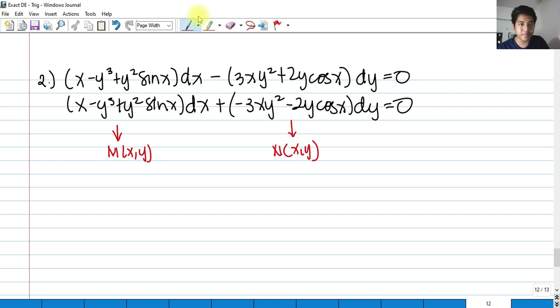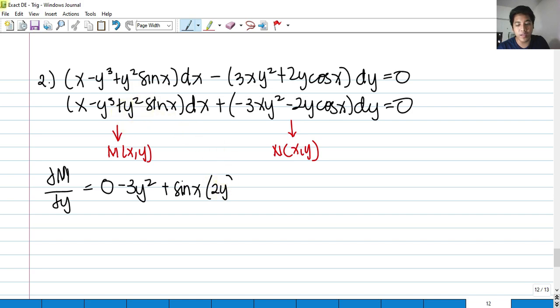We can label this as our m in terms of xy, and this should be our n in terms of xy. Again, test for exactness: the partial of m with respect to y. We need to differentiate this with respect to y. The first term is in terms of x, so with respect to y that would be 0. The second term is y cubed, that would be negative 3y squared. For the fourth term, sine of x is considered a constant, so the only thing we differentiate is the y squared, so we have 2y. So we have negative 3y squared plus 2y sine of x. That's the partial of m with respect to y.